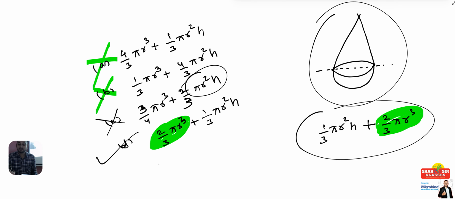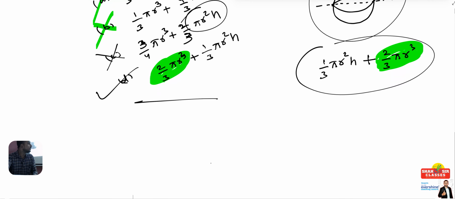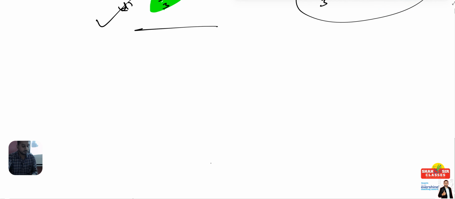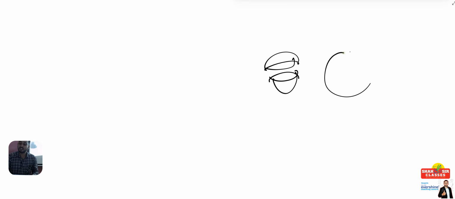Any doubts? Did you understand, children, how to solve this type of sums? Next question. I want the answer from your end. Let me see who will answer this question. If two solid hemispheres of same radius are joined together, imagine, sir, two hemispheres. Here I have one hemisphere, here I have one hemisphere. These both I have joined. So what is formed? Sphere.